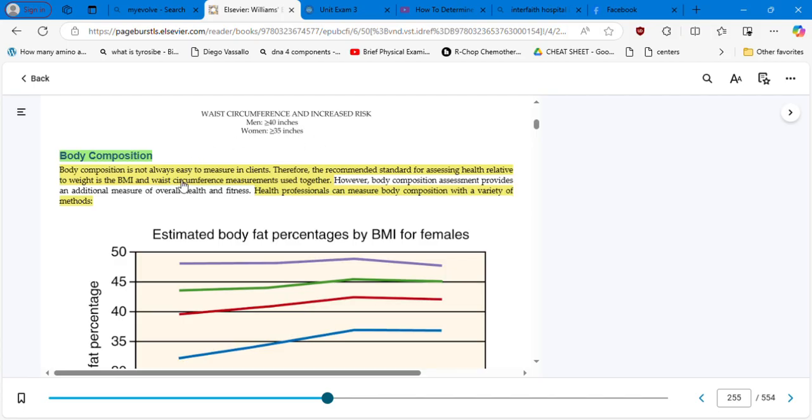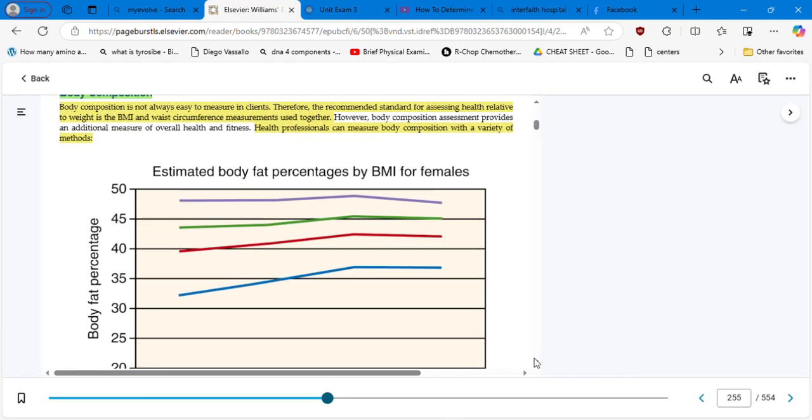Body composition is not always easy to measure in clients. Therefore, the recommended standard for assessing health relative to weight is the BMI and waist circumference measurements used together. Health professionals can measure body composition with a variety of methods.